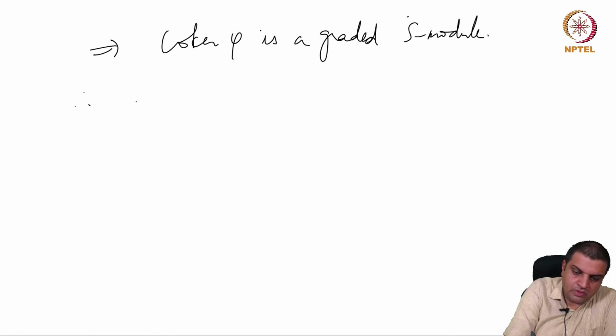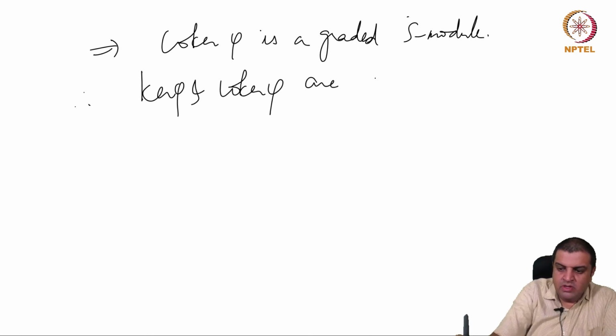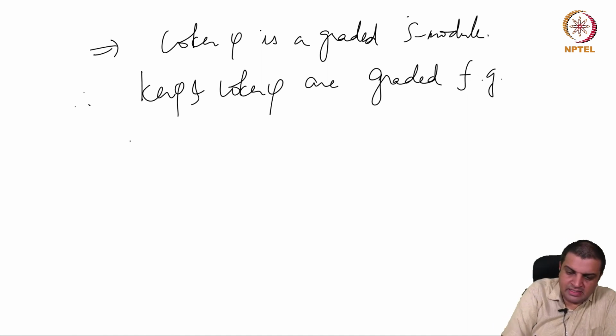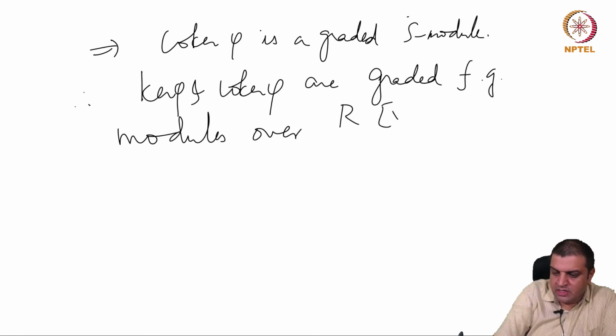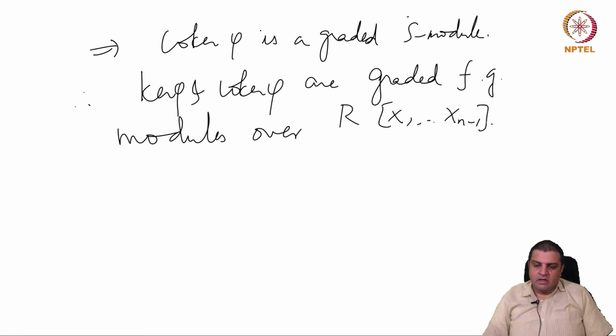So therefore, the kernel of phi and the co-kernel of phi are graded finitely generated modules over R adjoin the first n minus 1 variables. Okay, so we will end this lecture here, but there's a little bit more argument using induction to now conclude the proof, which we will do first thing in the next lecture.